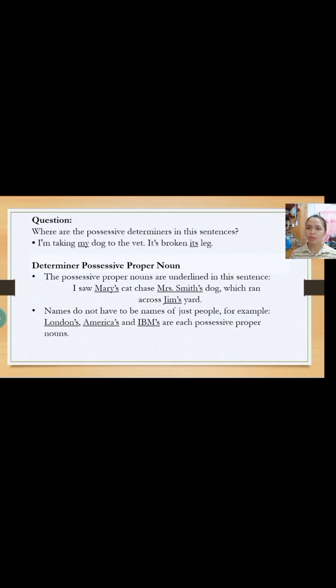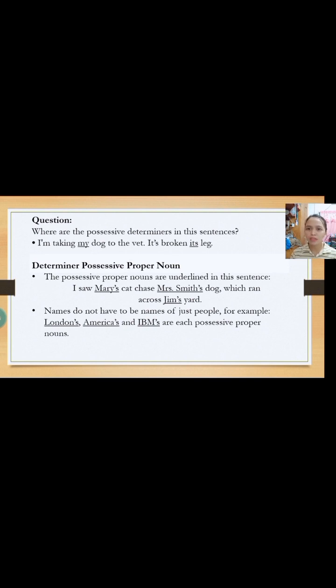Determiner possessive proper noun. The possessive proper nouns are underlined in this sentence. I saw Mary's cat chase Mrs. Smith's dog, which ran across Jim's yard. The possessive proper nouns in this sentence are Mary's, Mrs. Smith's, and Jim's. And based on this example, we can determine and identify that possessive proper nouns are names.